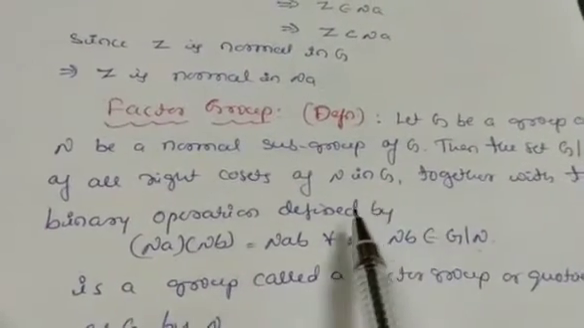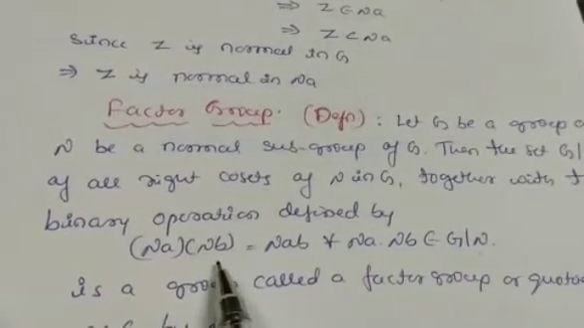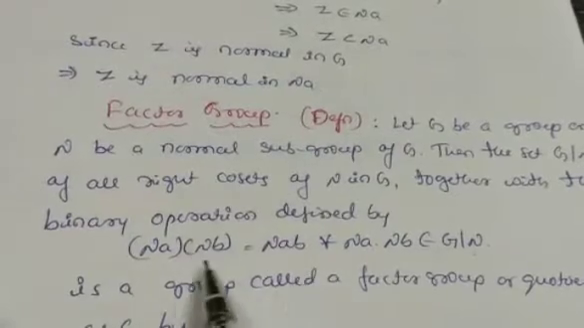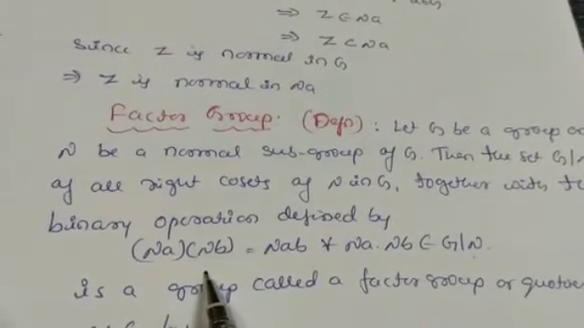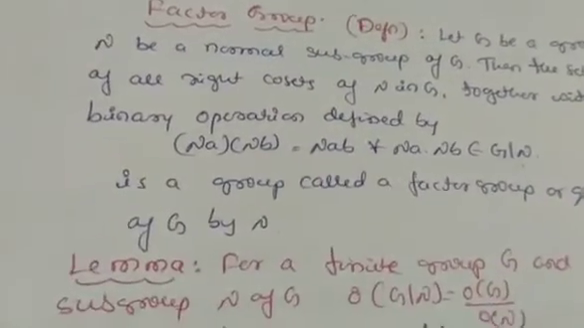That is, here you have to take the product of two right cosets. The product of two right cosets Na and Nb is equal to N(ab). So this is the definition of a factor group.